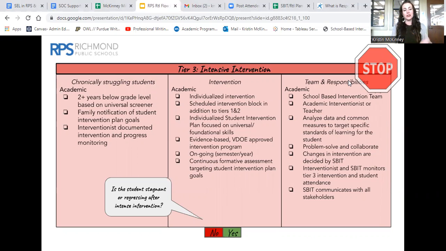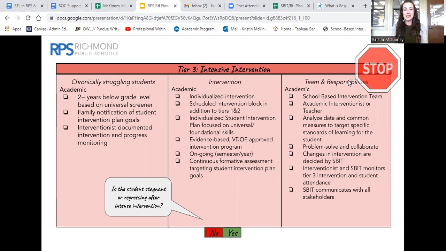I will also include a link at the bottom of the video that has some really helpful data artifacts that you can include on your student of concern form that will help your SBIT team make an informed decision on next steps. If a student is getting tier 3, typically it's by an interventionist, whether that be behavior, reading, or math. For reading this year, RPS is an all hands on deck model. So you'll also see classroom teachers as well as tutors providing tier 3 intensive intervention.